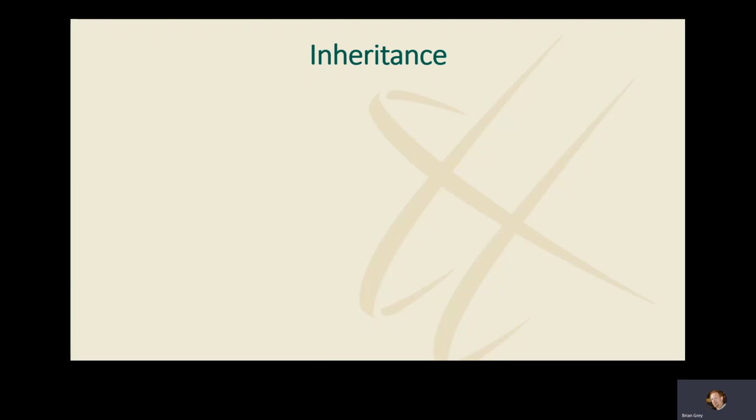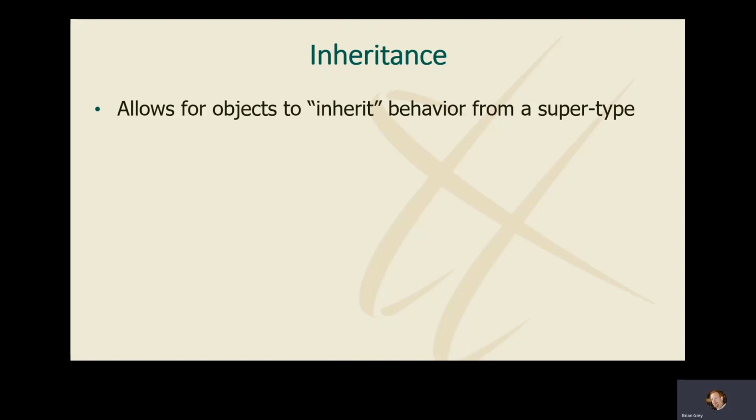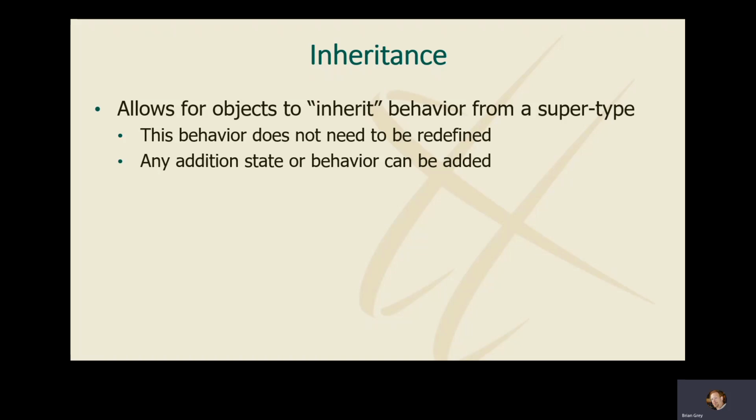We've been talking about object-oriented programming, and we've been talking about how to create objects. And one of the questions on the quiz was, what is inheritance? And many of you got this very, very correct. It is a way to reuse code by inheriting behavior from a supertype. Okay. The nice thing is that this behavior doesn't need to be redefined.